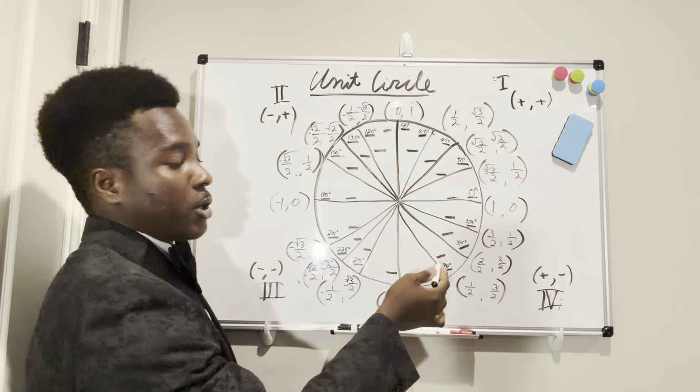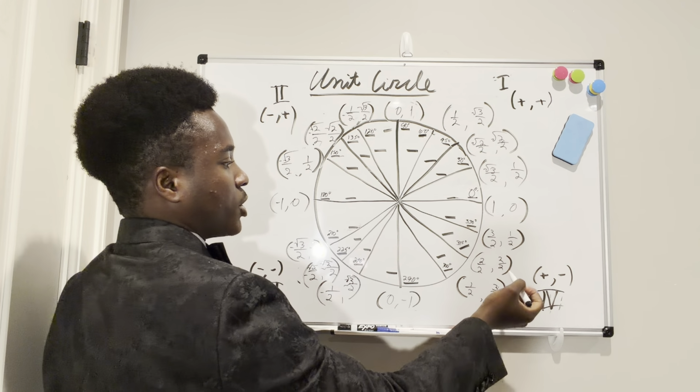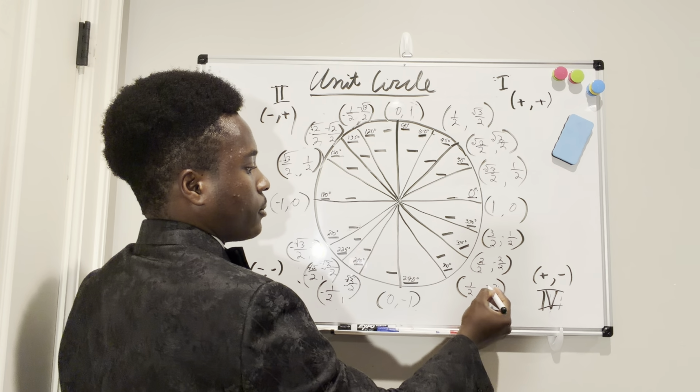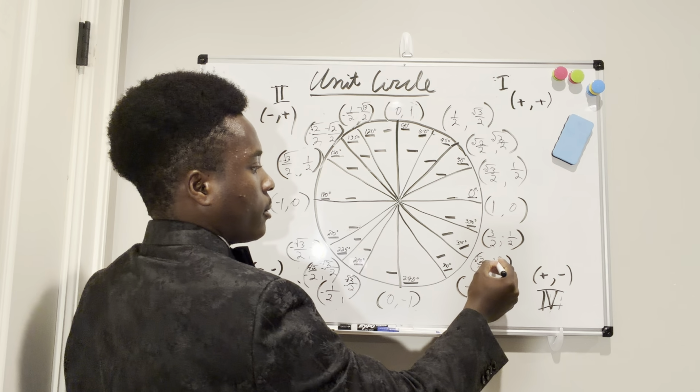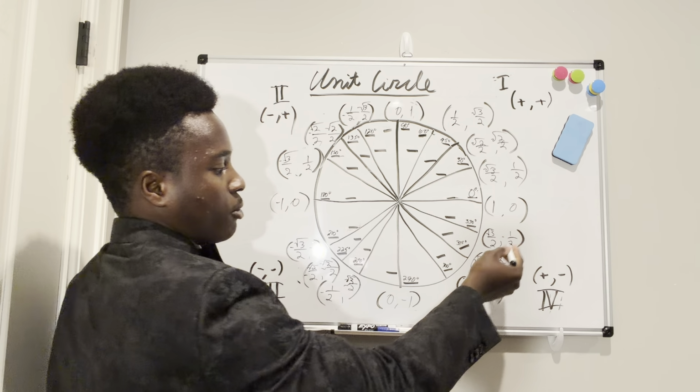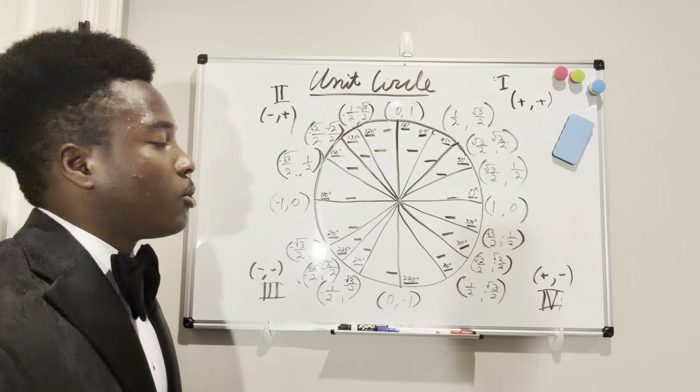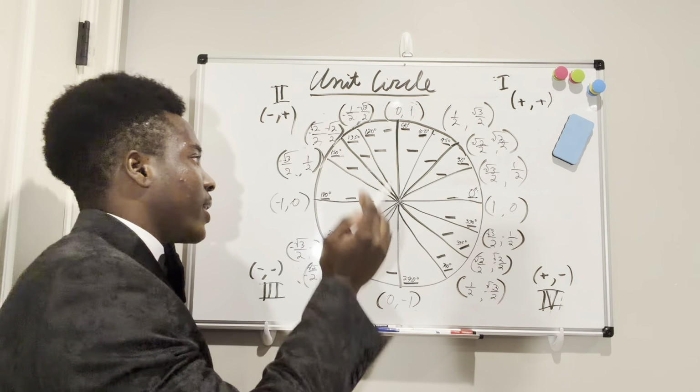And because we're in the fourth quadrant, our y coordinate is actually going to be negative. So we can just, bam, bam, the square root of 1 is 1. And now, the last part of memorizing the unit circle: you need to memorize your radians.